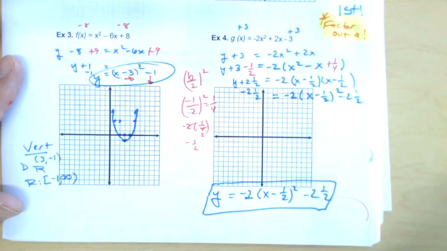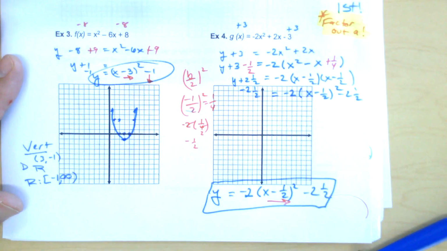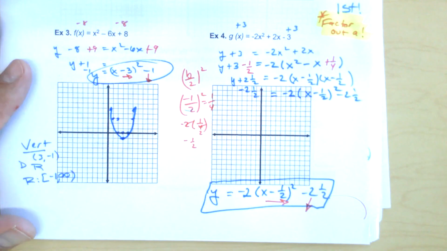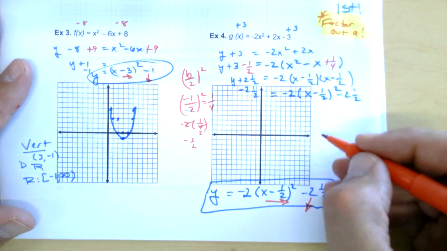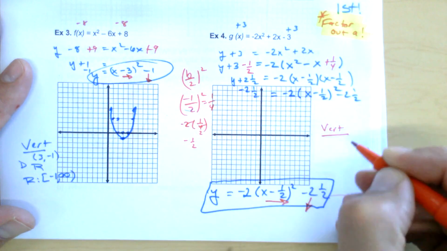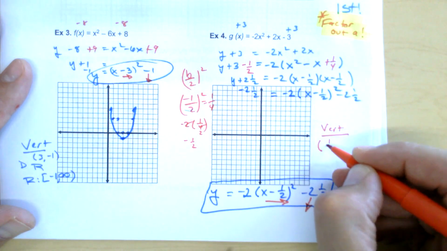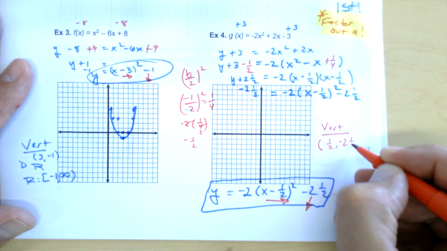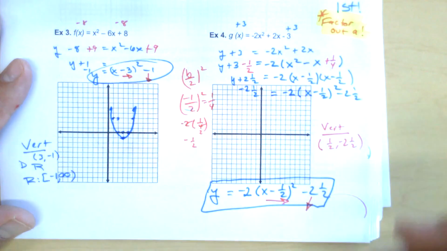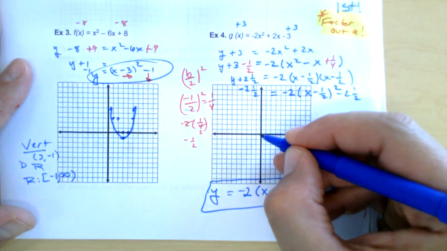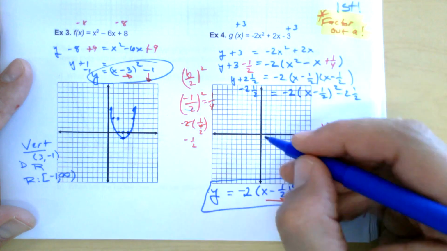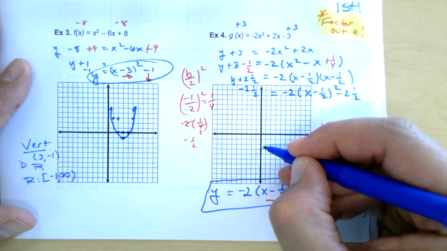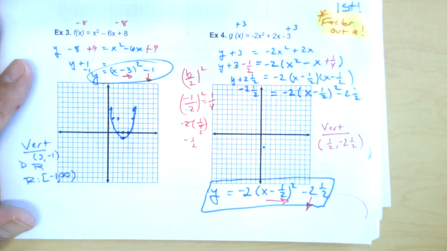Okay. Now, what does this thing do? Well, we have an h value. That moves it this way, opposite of what you see. And then this is my vertical shift. That's the k value. So now we have a vertex that's at 1/2, comma, negative 2.5. So we just kind of have to graph that guy. We're going to go over 1/2 and then down 1, 2.5 boxes. So right in the middle there.